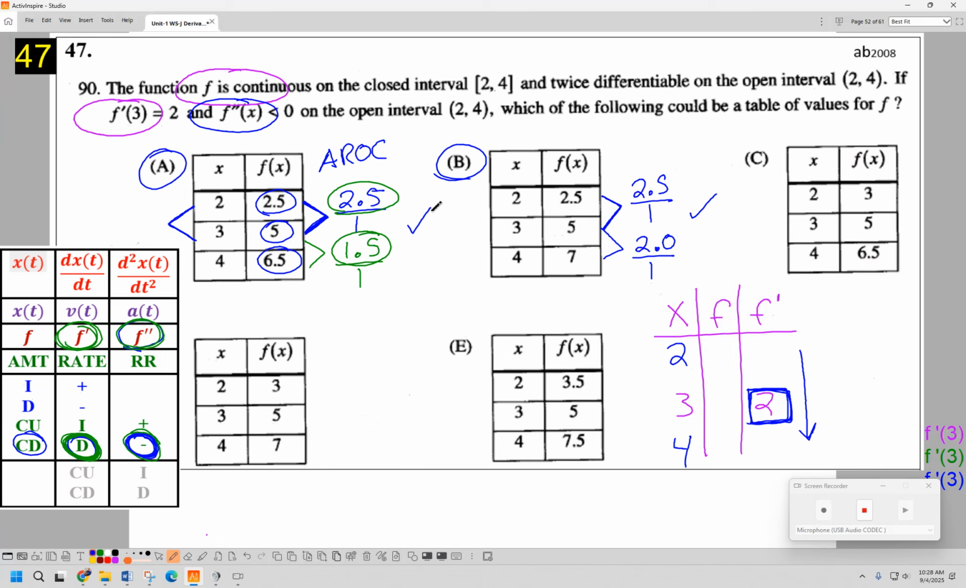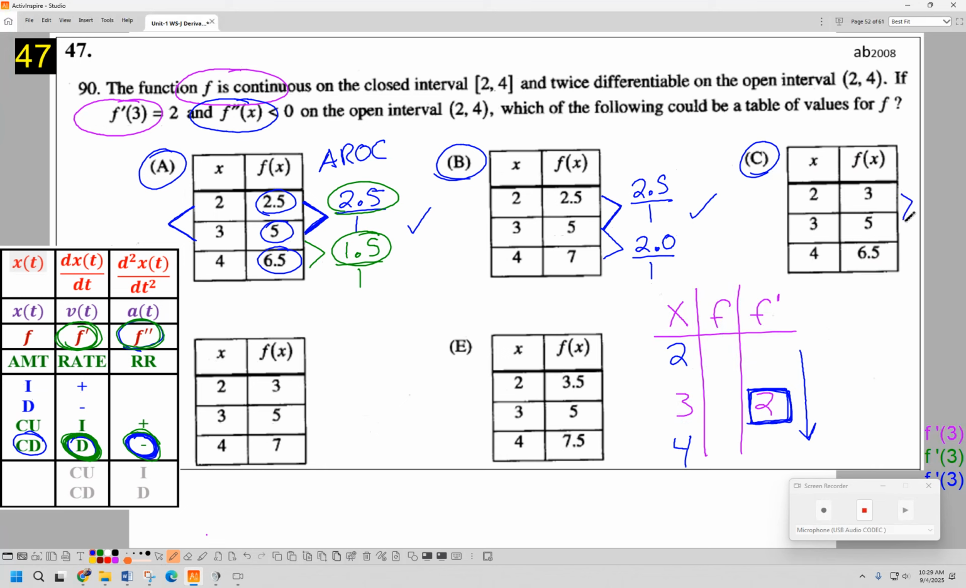How about C? Does C work? Looking for hands. For somebody new. Does C work? Yeah, it's decreasing. The average rate of change or secant slope of item C also shows that those average rates of change are decreasing. 2 more.